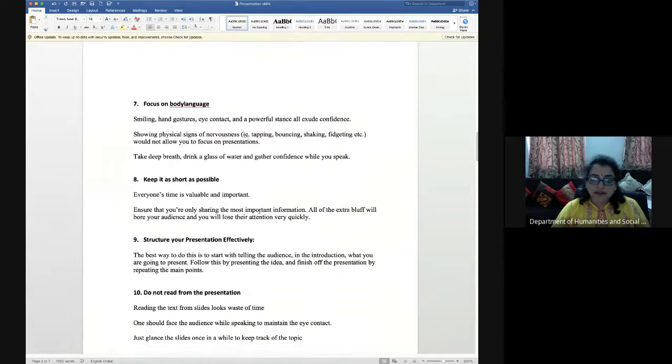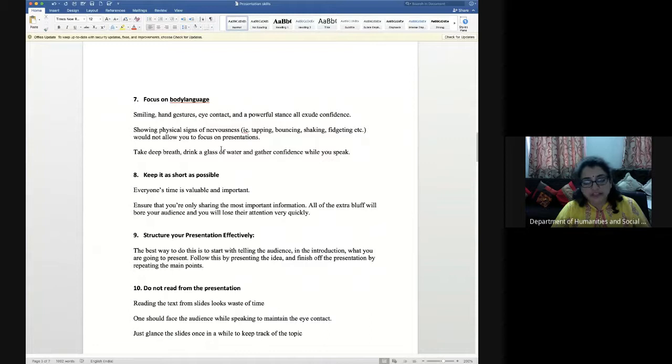Then the next point is focus on your body language. So we have already talked about non-verbal communication, the type of hand gestures, smiling face, good eye contact, powerful glances, and then you have to avoid things like tapping, bouncing, shaking, fidgeting. Okay, if you are doing these kinds of things, that means you are showing a sign of nervousness.